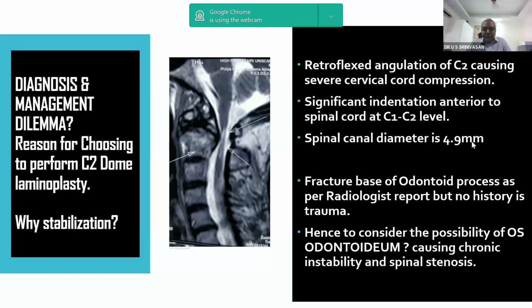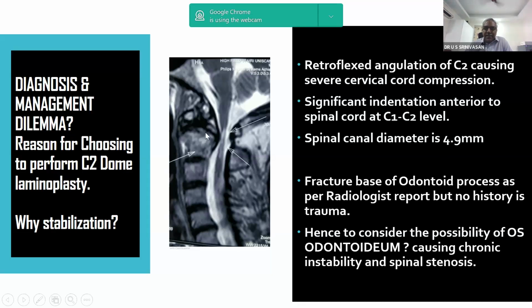But to go anteriorly, I had published a paper on C1, C2 dens fracture, a single lateral mass with single screw fixation. But when I analyzed all these cases, it was within 2 to 3 months after fracture. So putting a screw here to here, where it is almost more than a year, I did not have confidence.